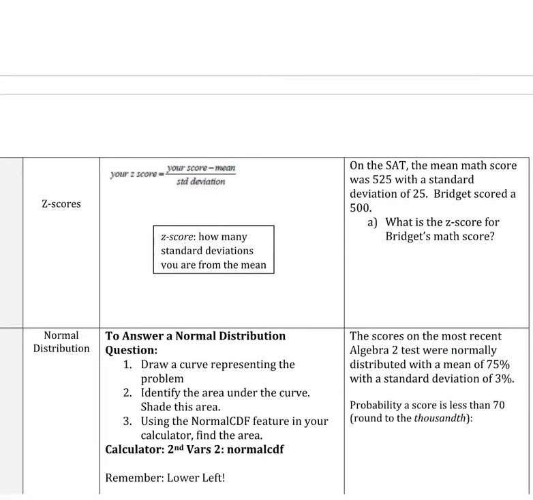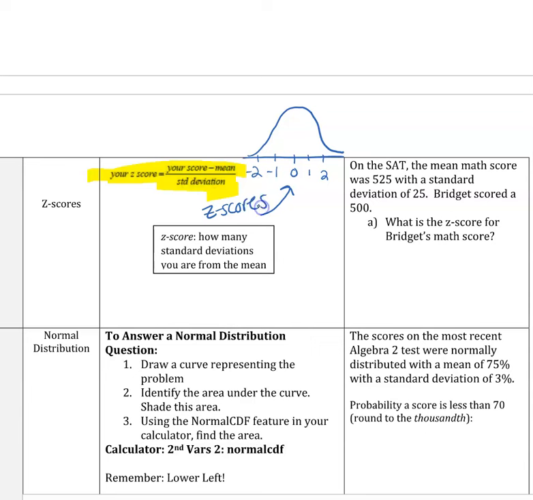Z-scores tell you how many standard deviations you are from the mean. So here's your formula for it. Keep in mind, in a standard normal distribution, your mean is 0 and standard deviation is 1. So each of these little things that I'm listing on the x-axis here represent z-scores. If you have a z-score of 1, you are 1 standard deviation above the mean. If you have a z-score of -2, that means you are 2 standard deviations below the mean, and so forth.